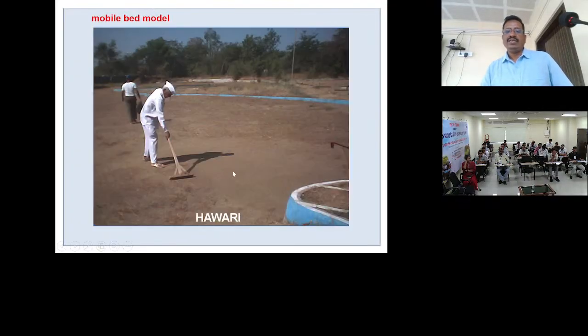Here you can see this is the mobile bed model. After the construction of the model and after giving the cross sections, the silt will be dumped on these cross sections, and by using this instrument, every time before going to studies we have to match the profile, which we call a Havari. By doing this, the automatic river profile of the prototype will come here in the model. After that only we release the water and go for studies.